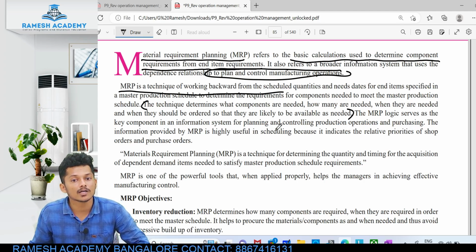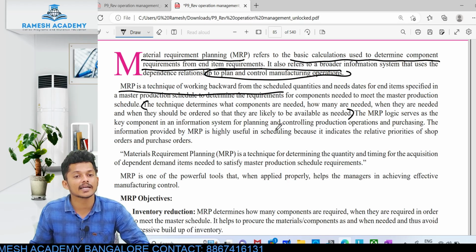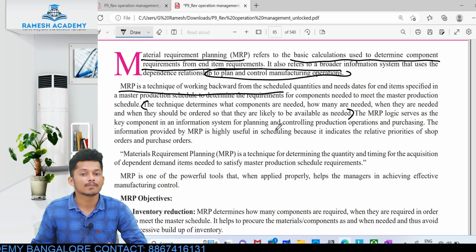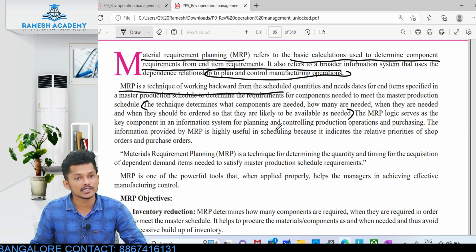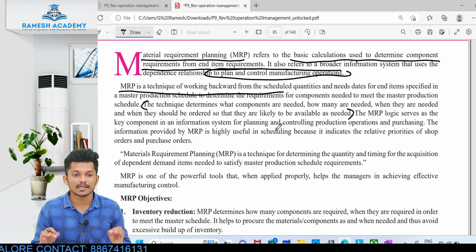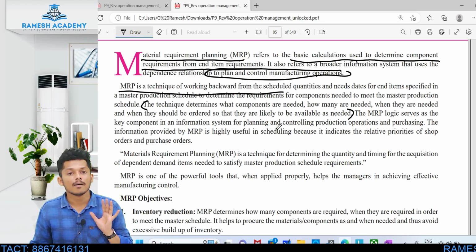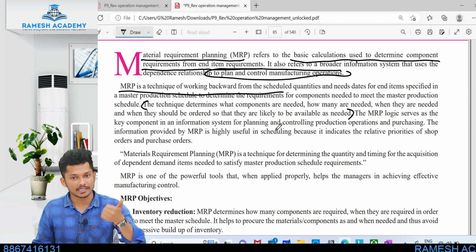Then the MRP logic serves as the key component in an information system for planning and controlling production, purchasing, everything. Got it? So MRP is an information system that plans and controls the manufacturing operations like purchasing.